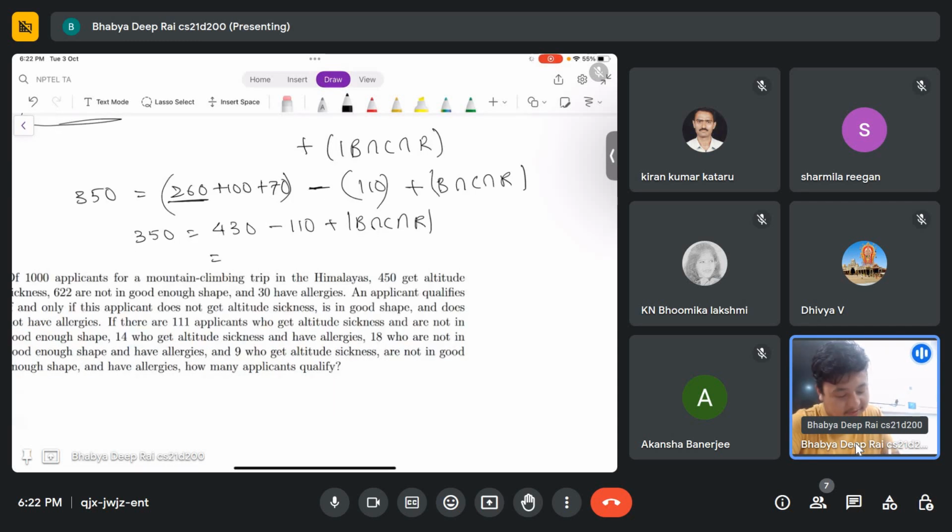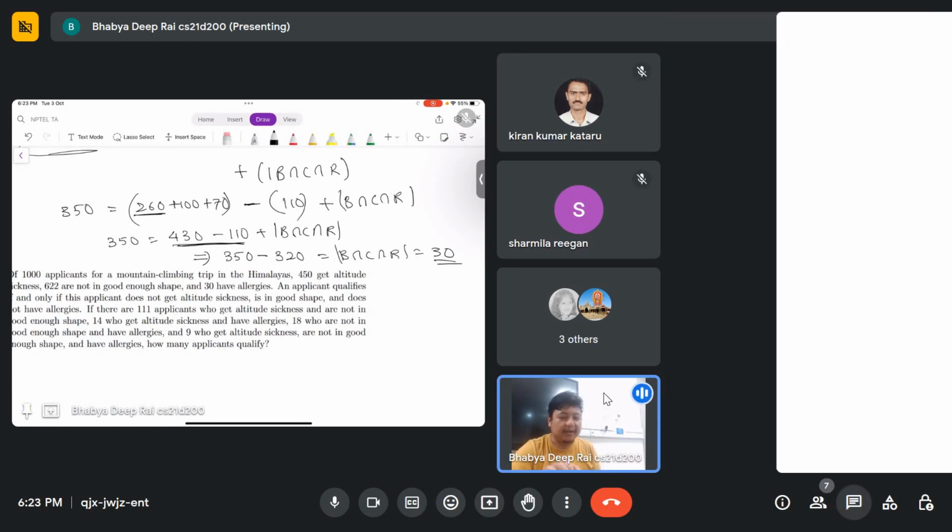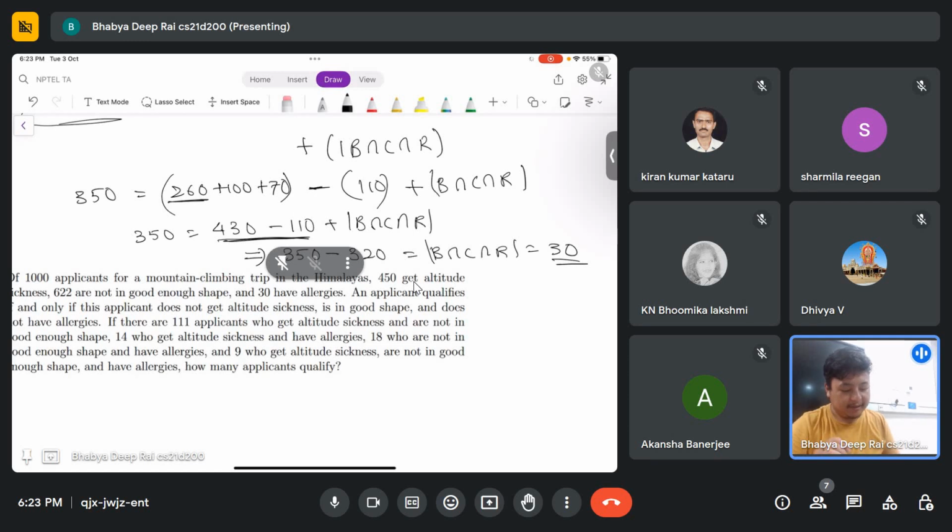Which means that 350 minus this, how much do you get? 320 equals B intersection C intersection R, which is equal to 30. So yeah, Akanksha, it's 30. Good, correct.